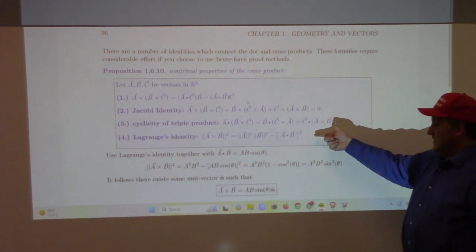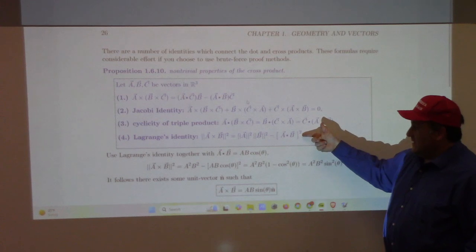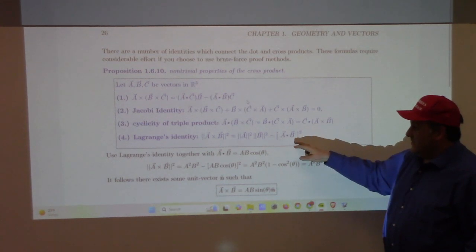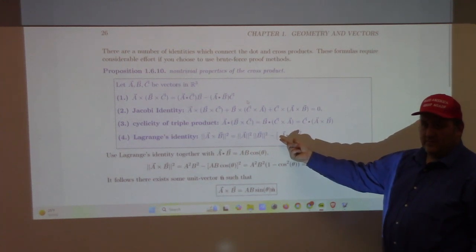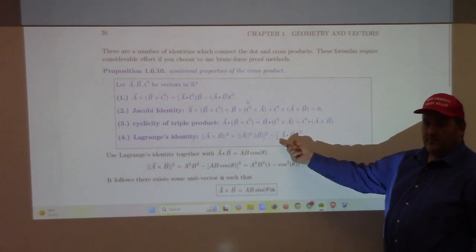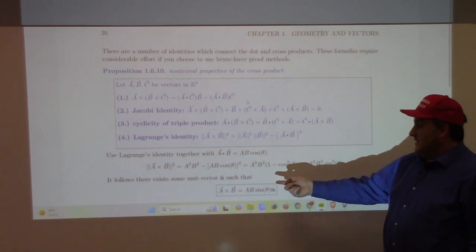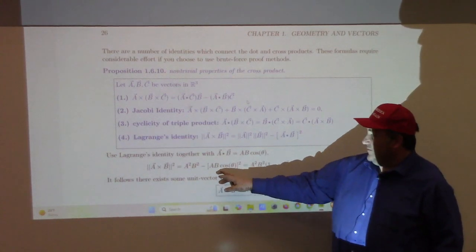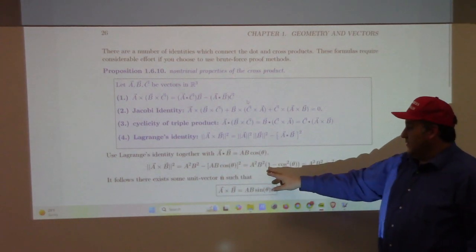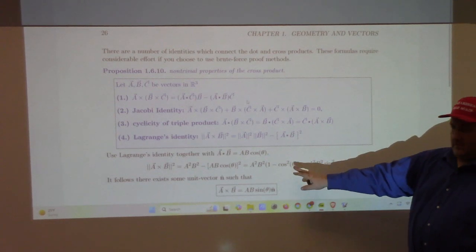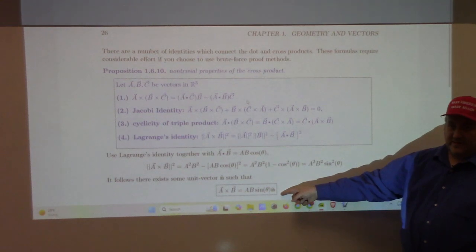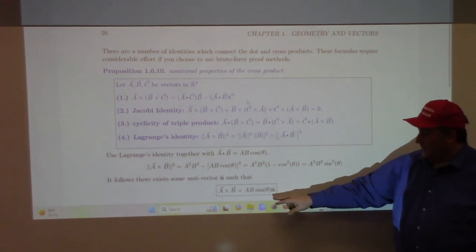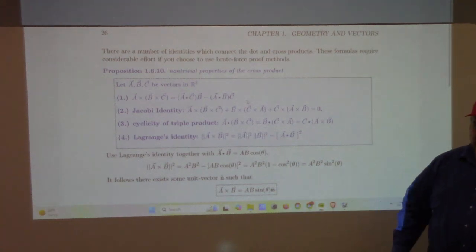This here is a non-trivial identity called Lagrange's identity. And this is basically, if you know that the dot product of A and B is AB cosine theta, right? Think about this. We know A dot B is AB cosine theta. If you plug that into here, what do you get? You get A squared B squared minus AB cosine theta squared, which gives you 1 minus cosine squared, also known as sine squared, and that's where this formula comes from. So like I said, it's a non-trivial identity, the fact that we can write A cross B as AB sine theta times the unit vector.